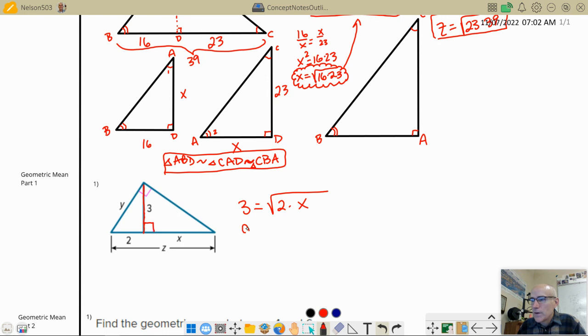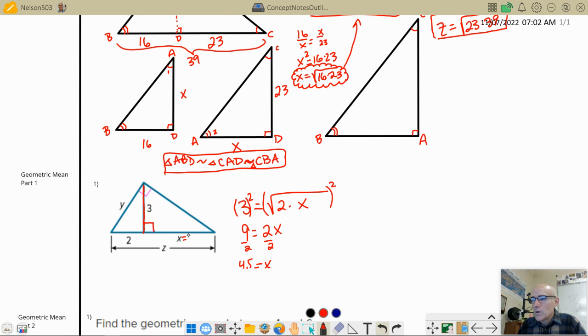Now I square both sides. I get 9 equals 2x. Then I divide by 2. Now you might say, where'd that 9 come from? I squared this side, so I also have to square this side to get rid of the square root. The square root and the squared are inverses of each other, so the squared undoes the square root. We're just left with 2 times x. Now we divide both sides by 2, and I end up with x equals 4.5.